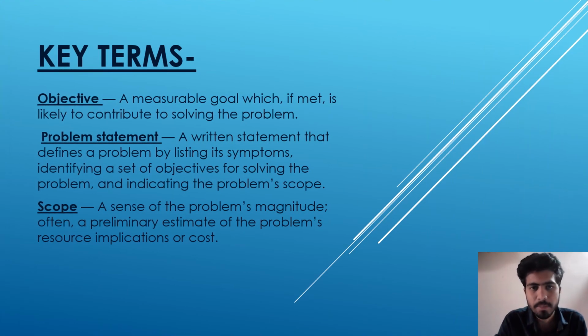Terms. Objective: a measurable goal which, if met, is likely to contribute to solving the problem. Problem statement: a written statement that defines a problem by listing its symptoms, identifying a set of objectives for solving the problem, and indicating the problem's scope. Scope: a sense of the problem's magnitude, often a preliminary estimate of the problem's resource implication or cost.